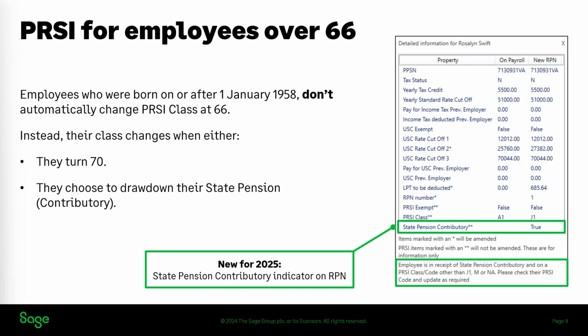Great, so I just want to go through some individual items that are coming up. So on the slide, we can see that employees who were born on or after the 1st of January 1958 don't automatically change PRSI class at 66. Instead, their class changes when they turn 70 or they choose to draw down their state pension. And there is a new state pension contributory indicator on their revenue payroll notification, or RPN.